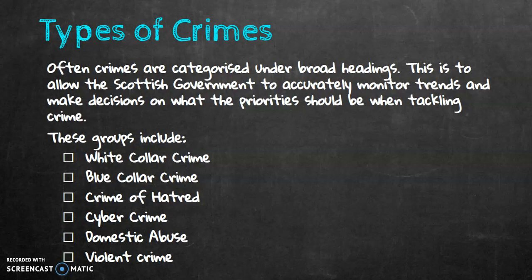So the 6 types of crimes. When we talk about types of crimes, it will be these 6 here: white collar, blue collar, crimes of hatred, cybercrime, domestic abuse, and violent crime.